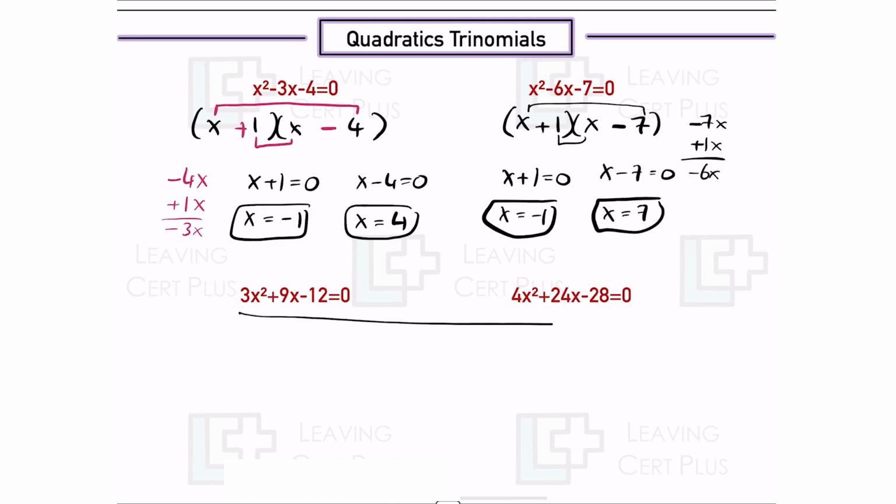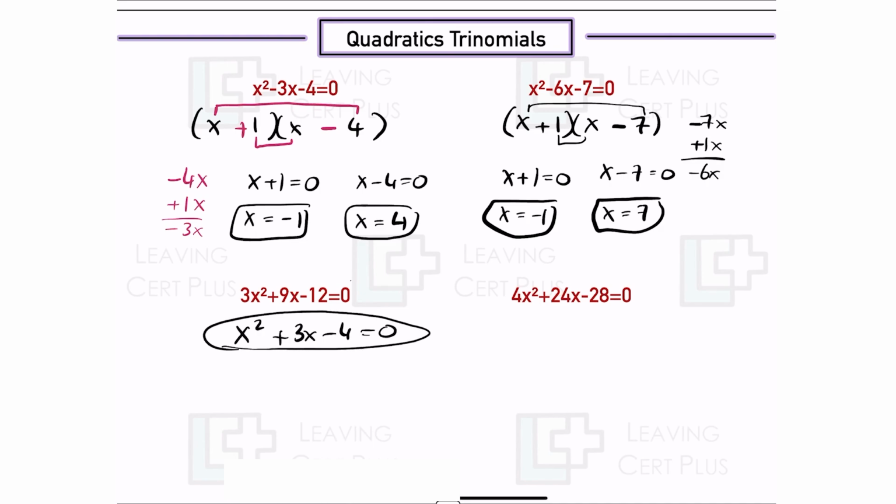For these ones here, you can see all numbers here are divisible by 3. So I'm going to divide by 3 first of all to have x squared plus 3x minus 4 is equal to 0. Now this is a lot easier to deal with. Okay, so divide by the common factor to start off with to simplify.